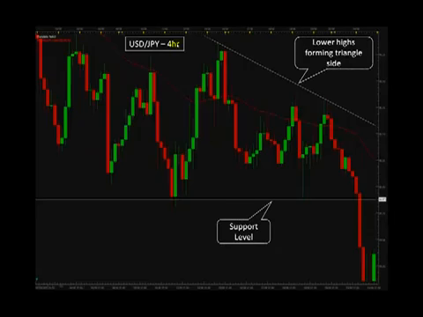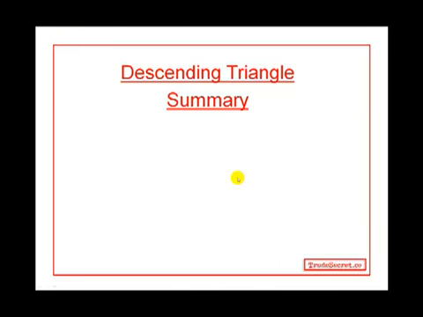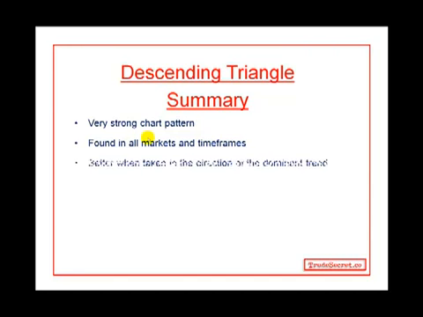And finally dollar yen on a 4-hour chart, forming lower highs, very clear support level around here, and then again breakthrough very sharply short. So descending triangle summary, it's a very strong chart pattern I found, and particularly when taken with the trend. It's found in all markets and time frames.